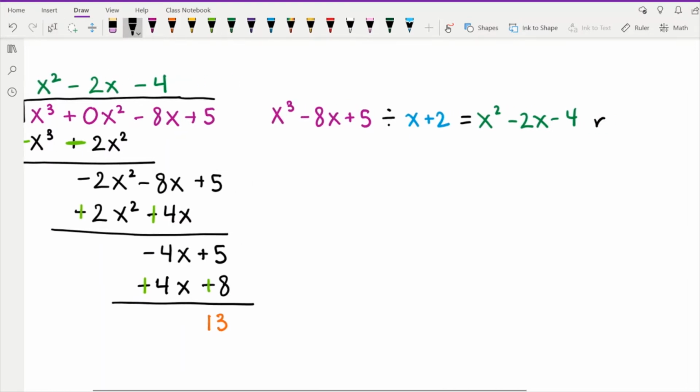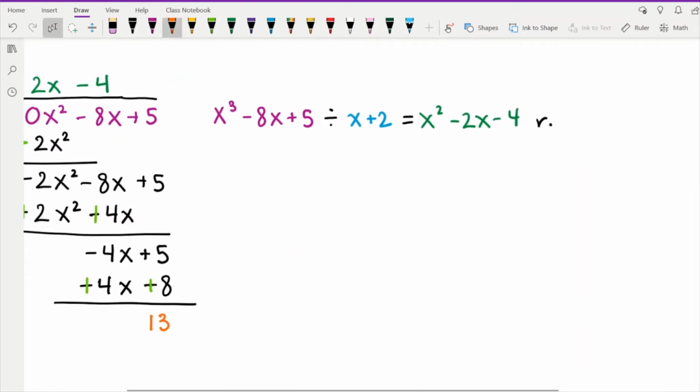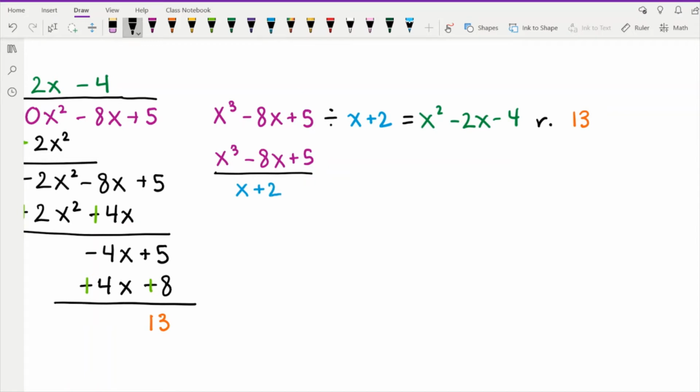I'm just going to write remainder as r, remainder of 13, or what I think is the better way of expressing it is that x cubed minus 8x plus 5 divided by x plus 2 is equal to x squared minus 2x minus 4 plus 13 over x plus 2. And when I'm saying this is better, it's basically just more descriptive, right?